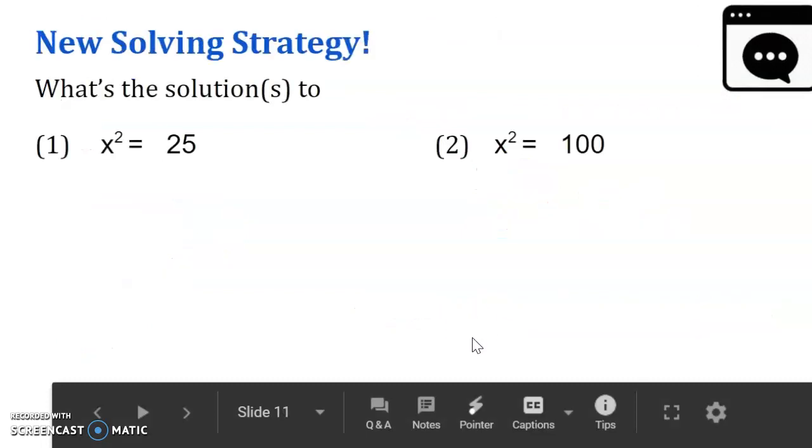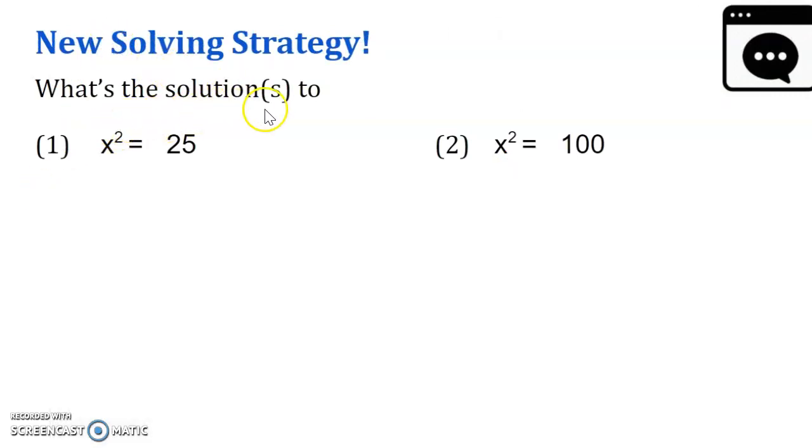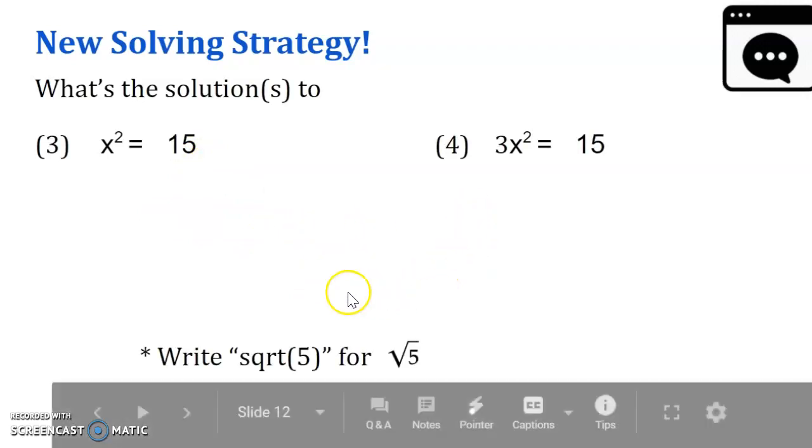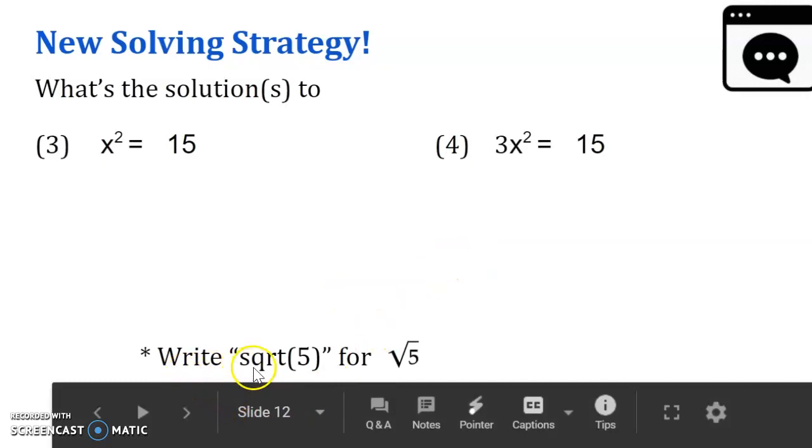Alright, so then let's extend this to a new solving strategy. What are the solutions if I have x squared is equal to 25? I want you to do the work in your notebook and tell me in the private chat. You can type sqrt parenthesis 5 instead of square root of 5 if that's what you want to communicate.